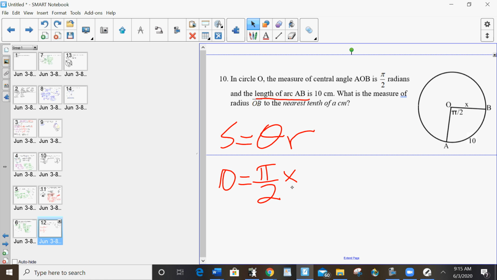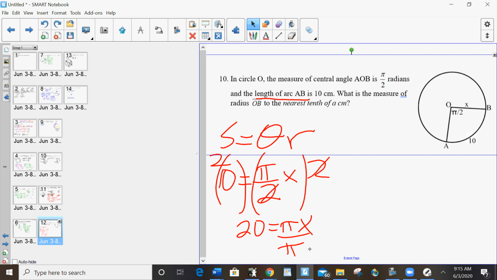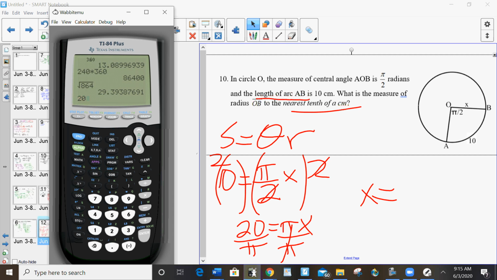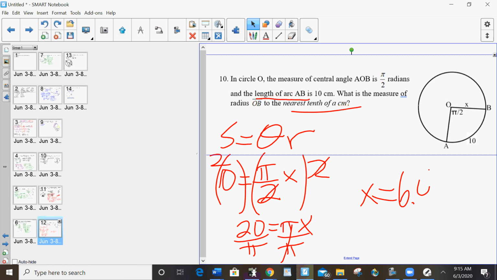So from here, if I want to get x by itself, to get rid of the fraction, I multiply by 2. I get 20 equals pi x. Divide both sides by pi. I get 20 over pi. It wants the answer to the nearest tenth. So 20 divided by pi to the nearest tenth is 6.4. So you might be solving for S, you might be solving for theta, you might be solving for R. Regardless of what you're solving for, you just sub it in and do the algebra.